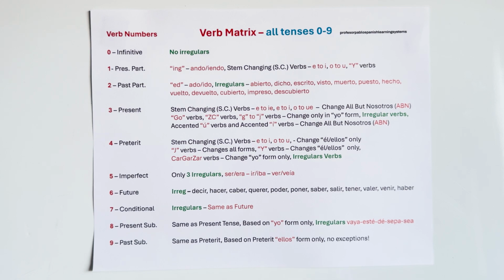Stem changing SC verbs, we did a few of those like seguir, siguiendo, servir, sirviendo, conseguir, consiguiendo. And then our O to U, muriendo, durmiendo, and the Y verbs, yendo, leyendo, creyendo, construyendo, and destruyendo. You have all this material in prior lessons. Let's go to past participle.